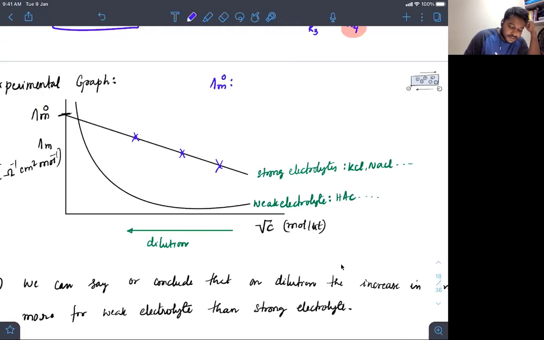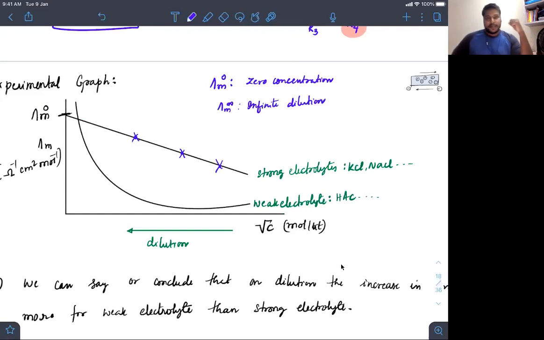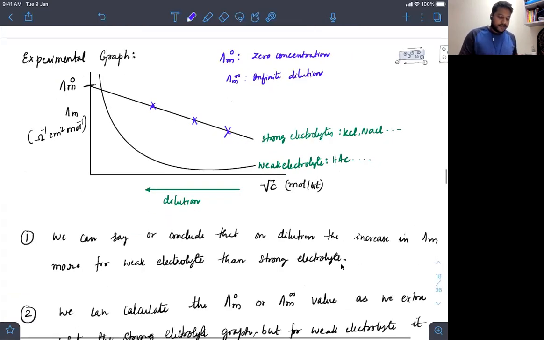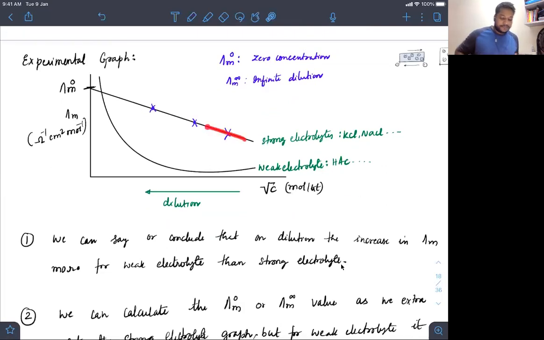Naught means zero concentration, lambda at almost zero concentration. Lambda m infinity means infinite dilution. And if you observe, both of them are one and the same. So whether you write it as lambda m 0 or lambda m infinity, both have the same meaning. Sure, everybody? Now for strong electrolytes, this is how it has been found.